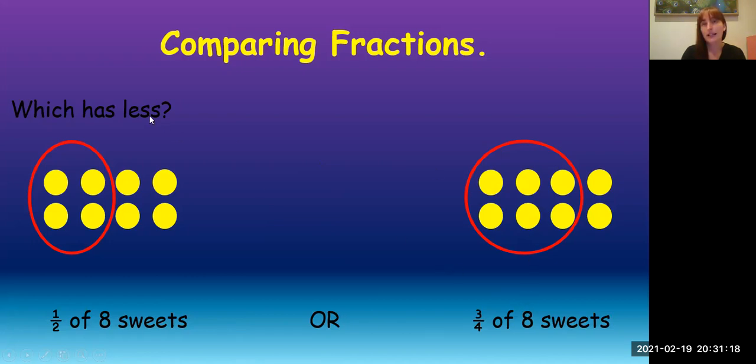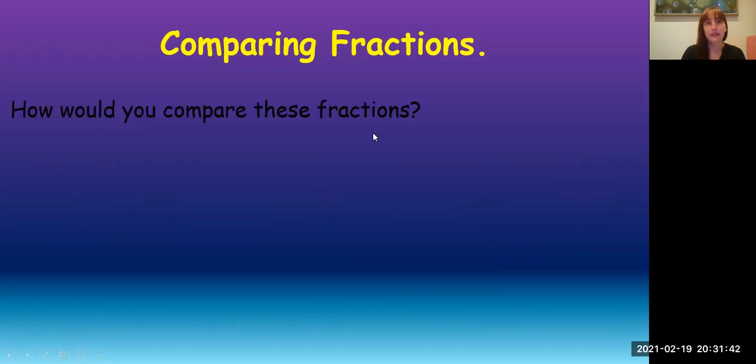We want to know which is less. Here's my less symbol, look. So it's pointing away. So the wide crocodile mouth is open to the bigger number, isn't it? Okay, so that is half of 8 is less than 3/4 of 8. Super. So we can say that half of 8 is smaller, can't we?